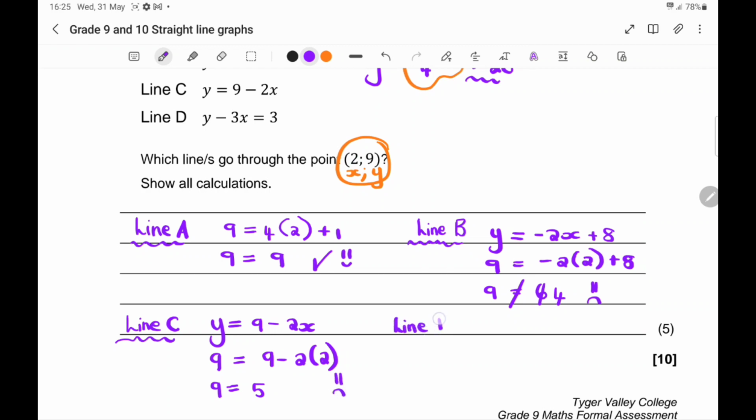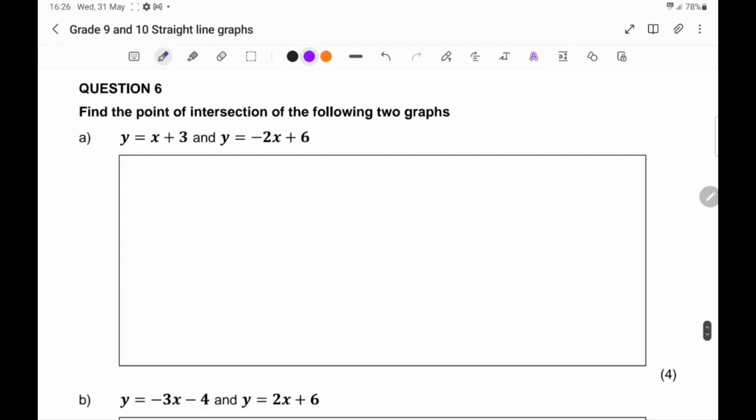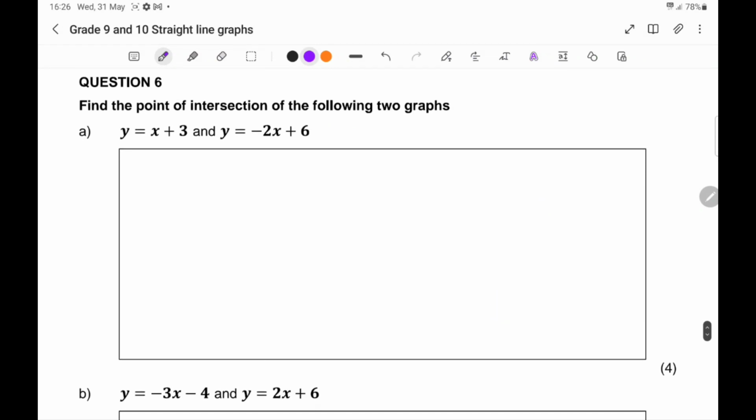Last one, line D: y minus 3x is equal to 3. If I replace the y with the 9 and the x with the 2, 9 minus 3 times 2 is equal to 3. And the last one does go through because 9 minus 6 does give you 3. So the two lines that go through are line D and line A. All right, just all types of equations that you can get.